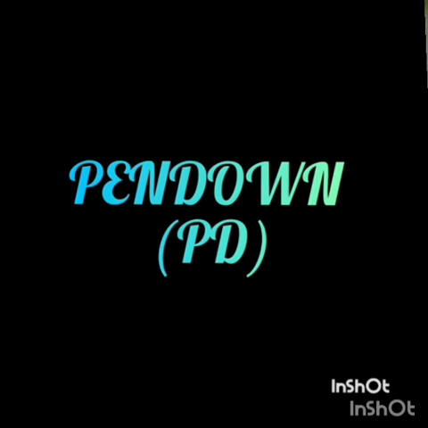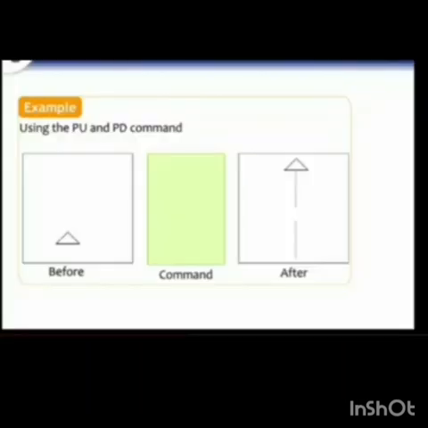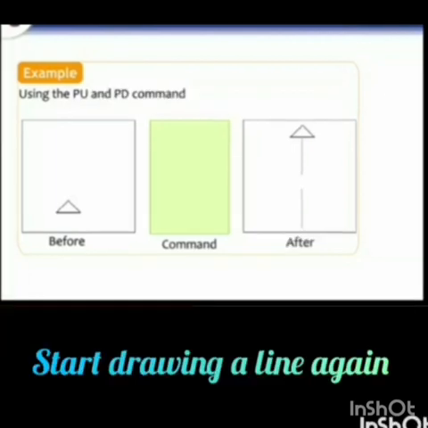Next is the pen down command. Its short form is PD. This command allows the turtle to start drawing a line again. This command is given after the PU command to put the pen down so that the turtle starts drawing again. The PD command is followed by the FD primitive.